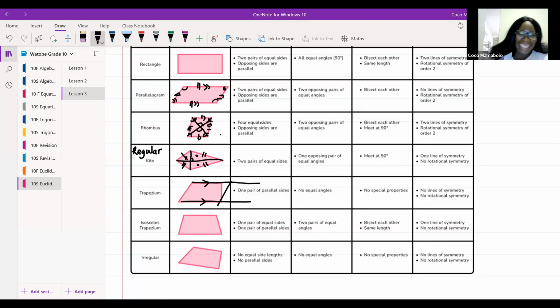It doesn't automatically mean that it's 90 degrees on each side. The only time we can assume that is if they draw a square. Only time we can say that. Okay. All right. No worries, my sweetie.